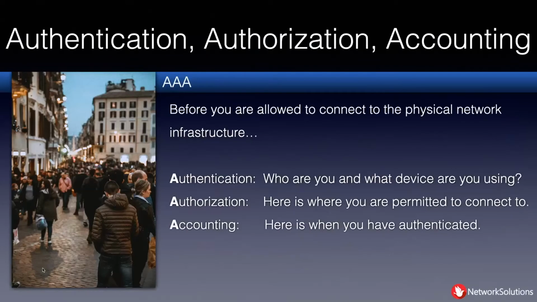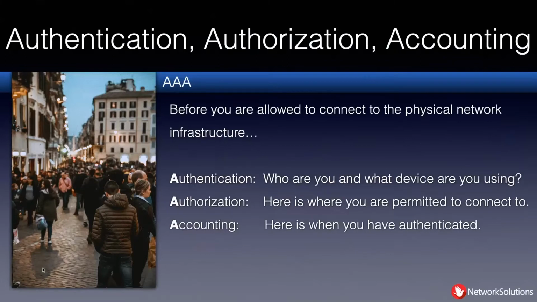The reason you want to be concerned about AAA, which is authentication, authorization, and accounting, is to control connectivity to your physical network infrastructure. Before a device or a person is allowed to connect, who are you and what device are you using? That's authentication. Authorization is, now that we know who and what you are, here's where you're permitted to connect.